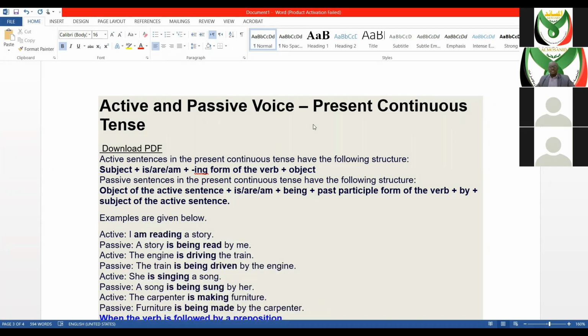Let me give you a very short and precise definition. The present continuous tense is used to talk about things, actions, ideas that are happening around the moment of speaking, something that is happening around your eyes or something that you can see.